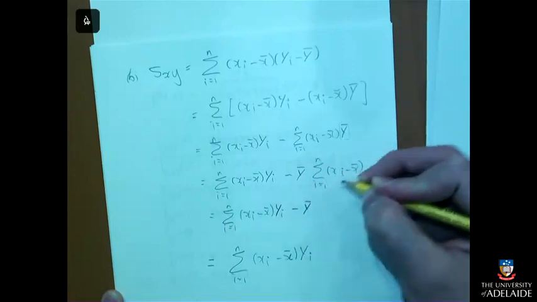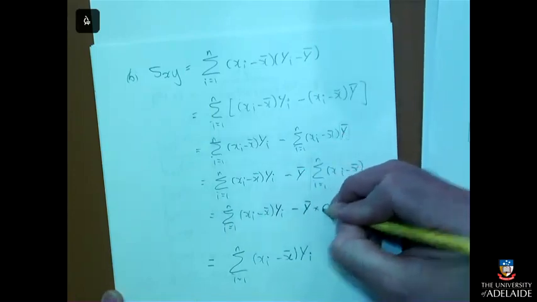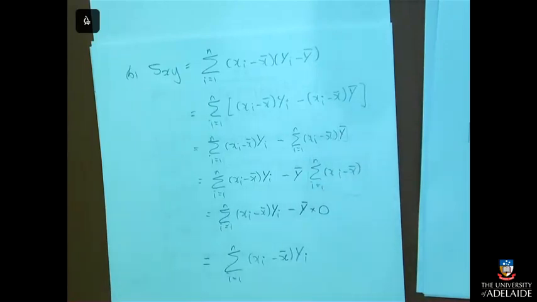And I was told that I was allowed to say that the sum from 1 to n of xi minus x bar is 0 without having to prove it. And so I'm going to use that fact now. Which is kind of cool. I like that fact. If you add up the distances between all of the numbers and their mean, including whether they're above or below the mean, it adds up to 0. That's what the mean is for.